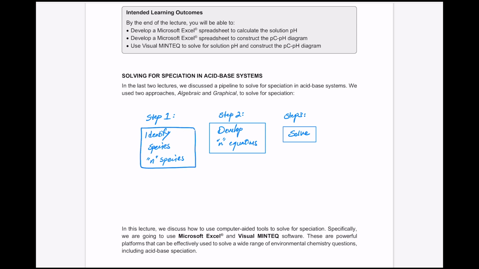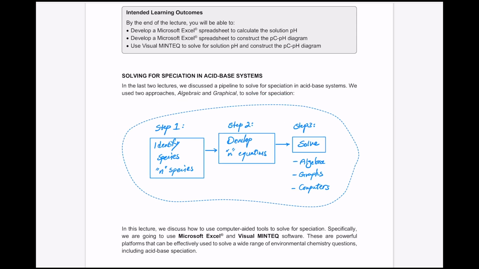So the way we solve these equations in the first lecture was basically using algebra. In the second lecture, we used graphs. And in this lecture, we're using computers or computer software to either solve or basically to integrate all the pipeline steps in order to have a speciation at the end. So for example, something that is happening in Visual MINTEQ.